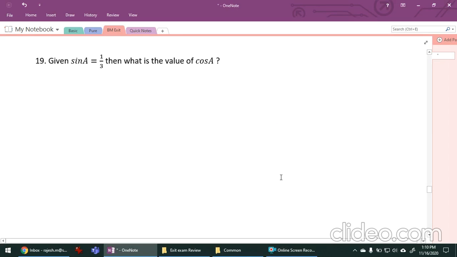In question number 19, we have sin A equal to 1 by 3. We should find the value of cos A. We have a rule, sin square A plus cos square A equal to 1. Okay, in that case, what is the value of cos square A? 1 is there. This sin square A will come to the right side, so it will become minus sin square A, because it is going to the other side, it will change the sign.